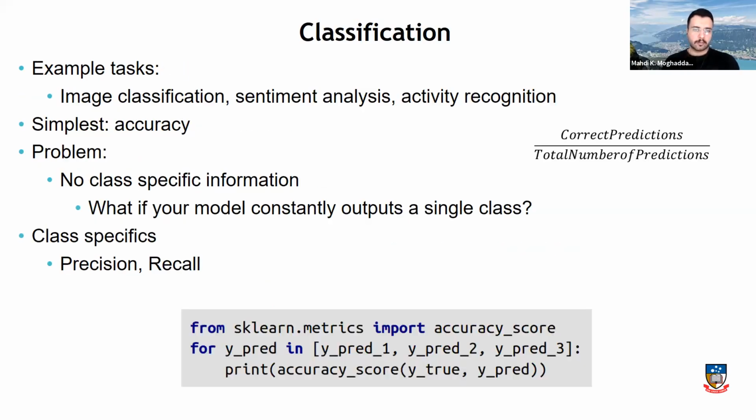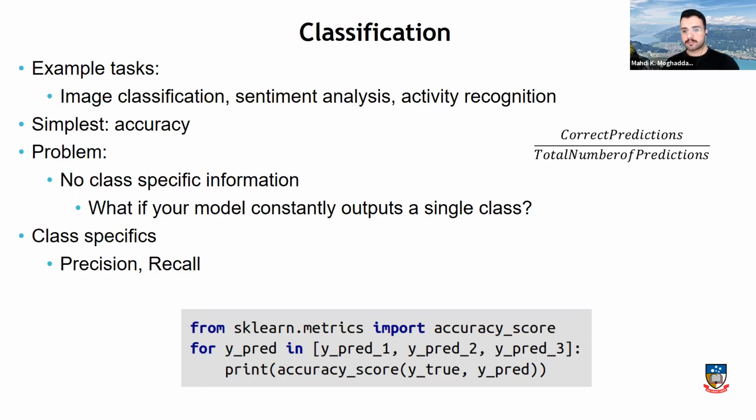So whether you are doing image classification, sentiment analysis in NLP, which is still a classification task, or activity recognition if you're dealing with videos, all of them are considered classification, and basically the same metrics apply. The simplest and most straightforward metric to use, probably the thing that you want to always start with, is the accuracy.